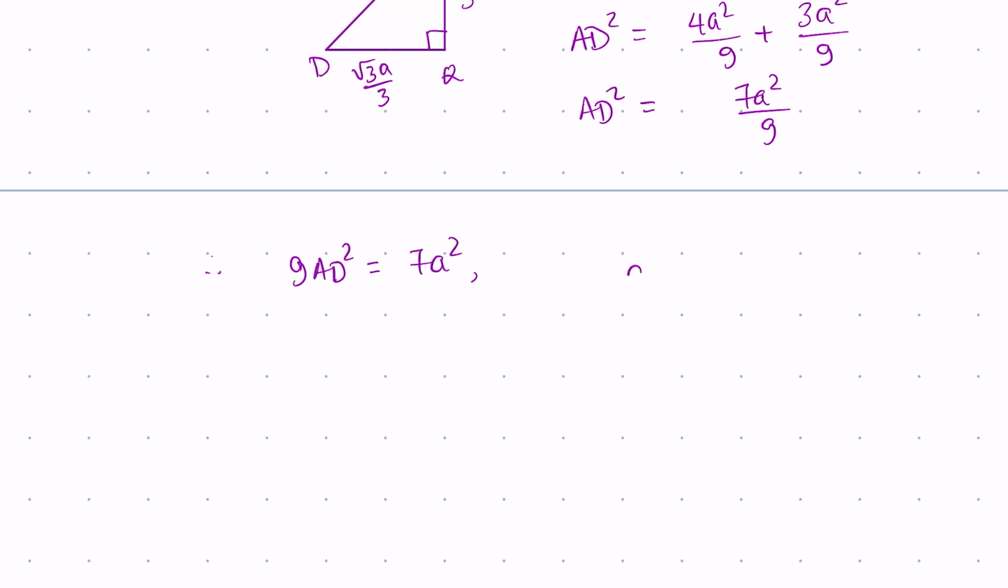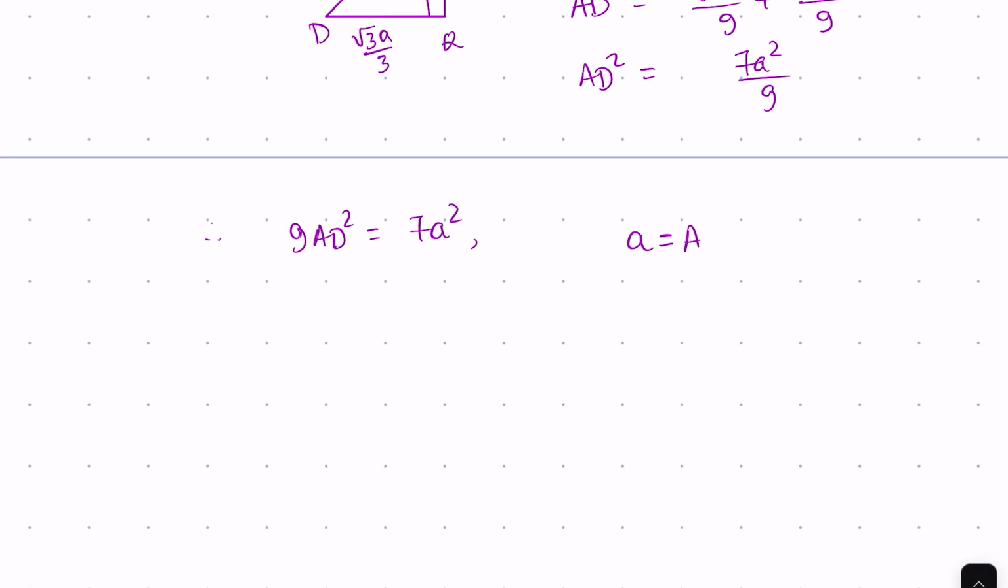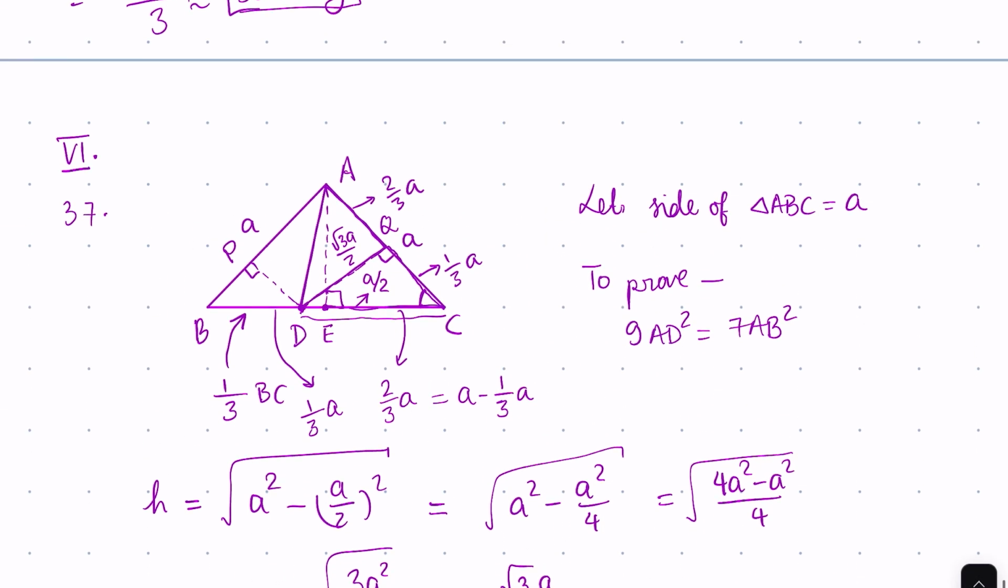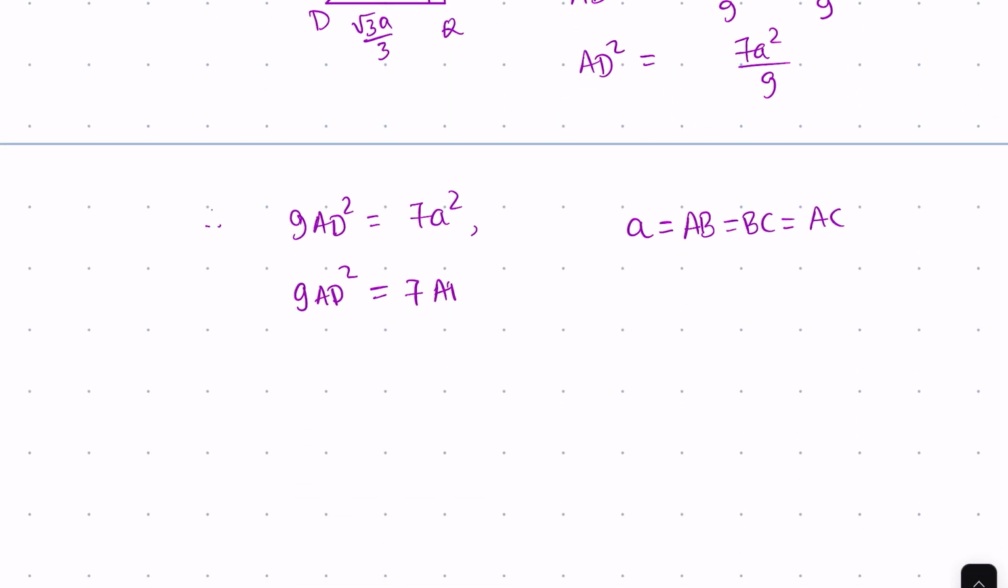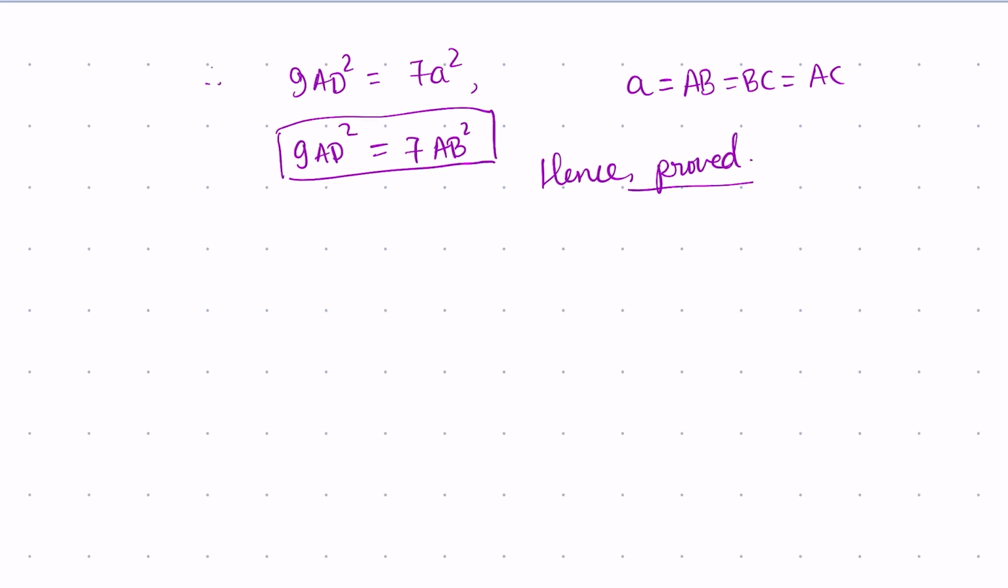Now what is a? a is the side of the triangle, so that's equal to AB, that's equal to BC, that's equal to AC. So therefore we can write 9AD squared is equal to 7 times AB squared, which is what we needed to prove. Hence, proved. Okay. So that's the solution for question 37.